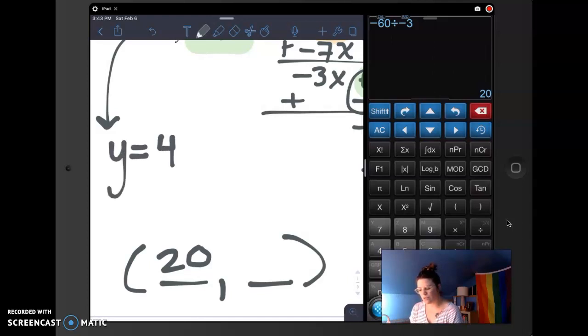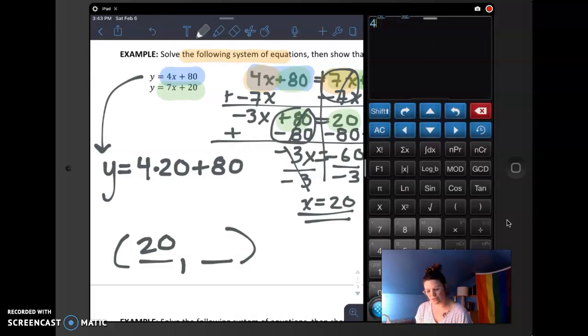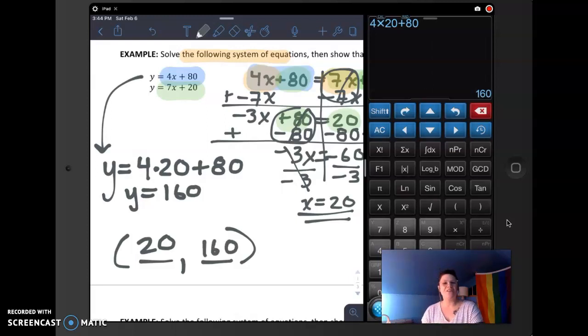So y equals 4x. Okay, well, we found x. X is 20. So remember, if two things are right next to each other, a 4 and an x, a letter and a number, or 2 letters, it means multiply. And then we have to add 80. And really, you don't have to solve anything for this. You just do 4 times 20 plus 80, and you get your final answer. It says y. Y is already alone, right? So we don't have to solve for y. We just have to put the numbers into our calculator, and we got it. So we have the point 20, 60.